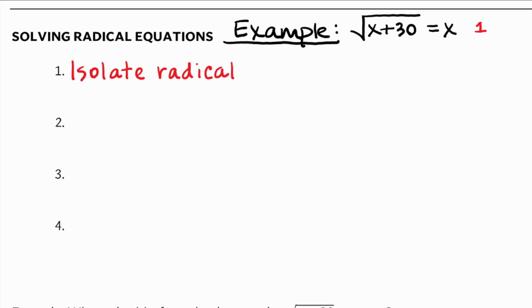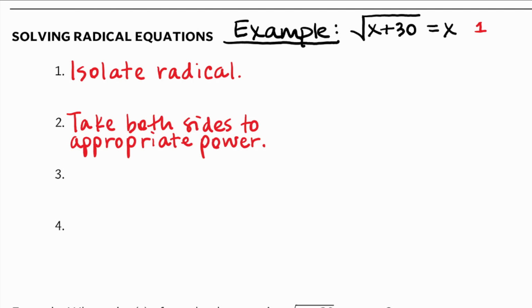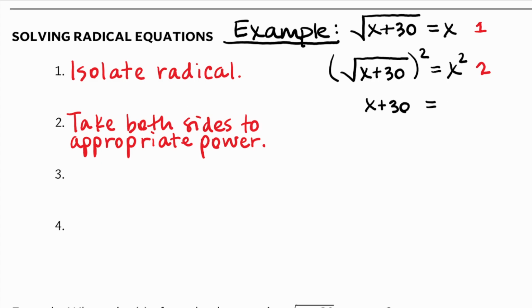Step 2 is going to be take both sides of the equation to an appropriate power. In this case, that's going to be squaring both sides, right? Because I've got the square root of x plus 30, so I need to get rid of that square root by squaring. And that's going to be taking both sides to the second power. And you probably won't see me write that step in general, or maybe at all after this, but if I square the square root of x plus 30, I'm going to get x plus 30, and that's going to equal x squared. And that's the second step.